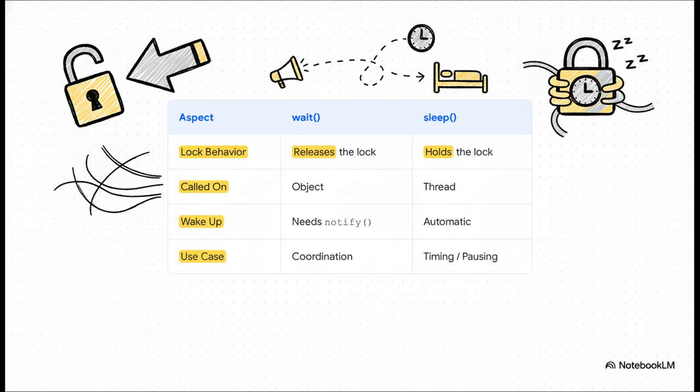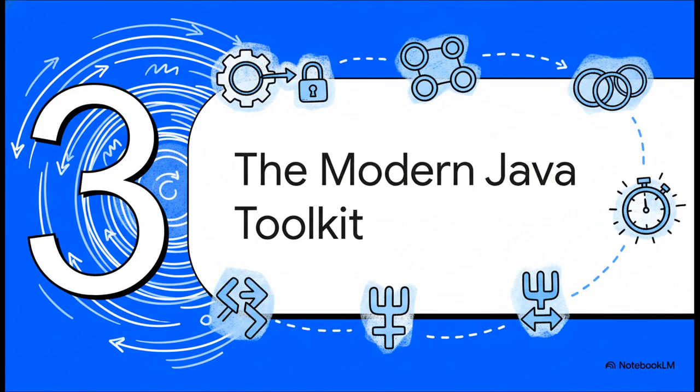So, the whole thing boils down to that first line. Wait releases the lock. That's essential for coordination because it lets other threads jump in and do their thing. Sleep, on the other hand, just pauses, selfishly holding on to any locks it has. Big difference. The interviewer is now shifting gears, moving into modern concurrency utilities.